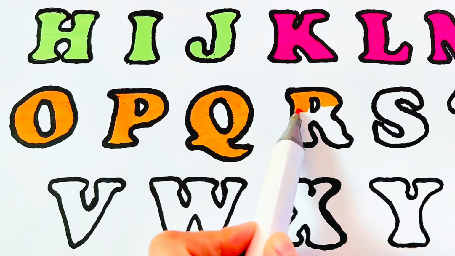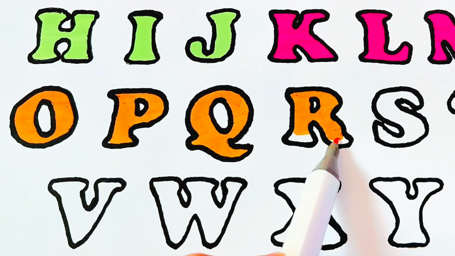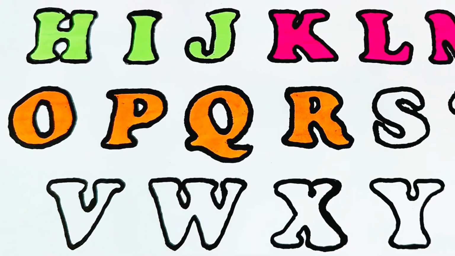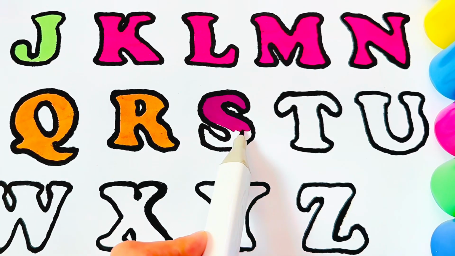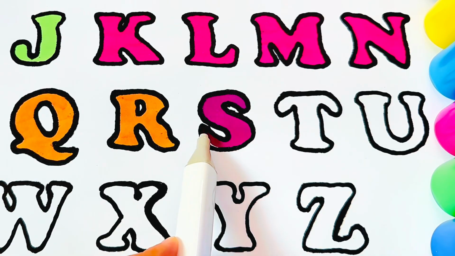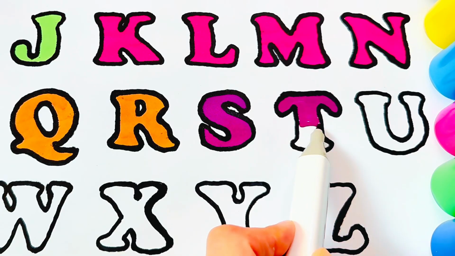Let's color the letter R. I is for igloo. R is for rabbit. Igloo. J is for juice. Juice. I will use purple for the letter K. K is for kitten. S. Kitten. Let's color the letter L. T. Lamb.